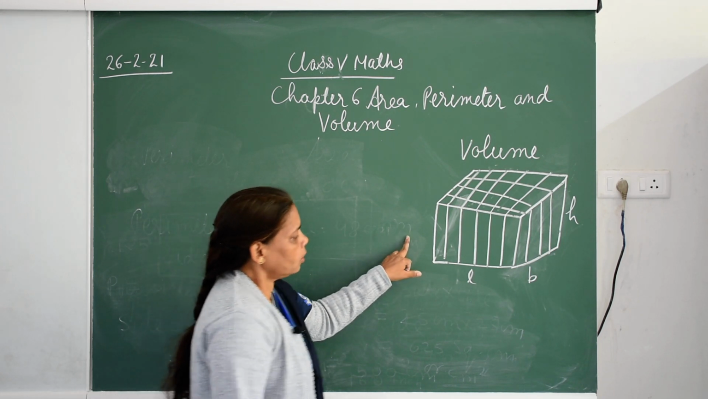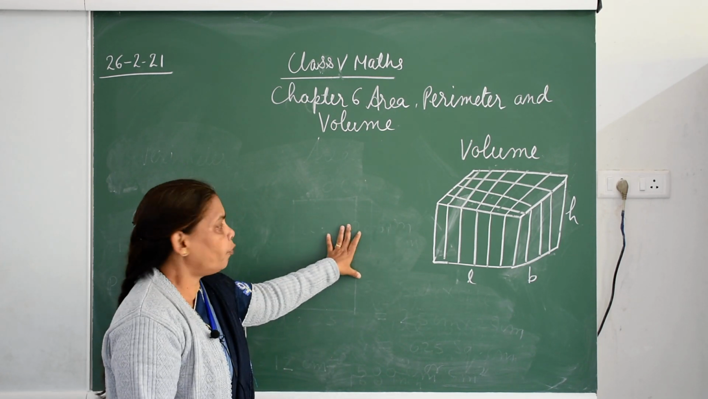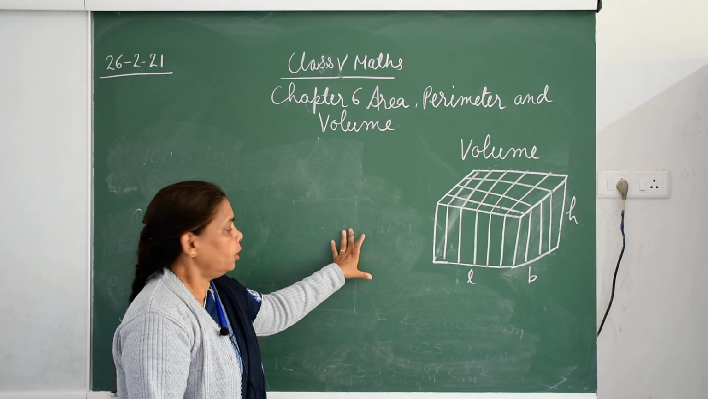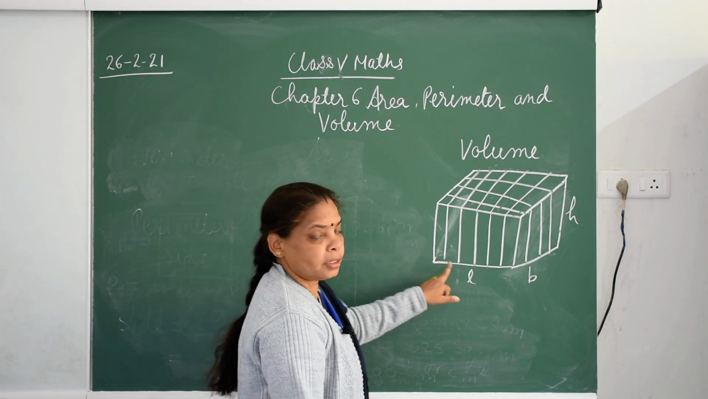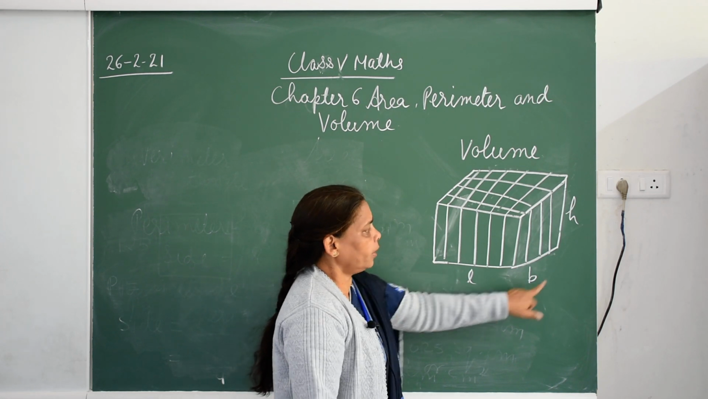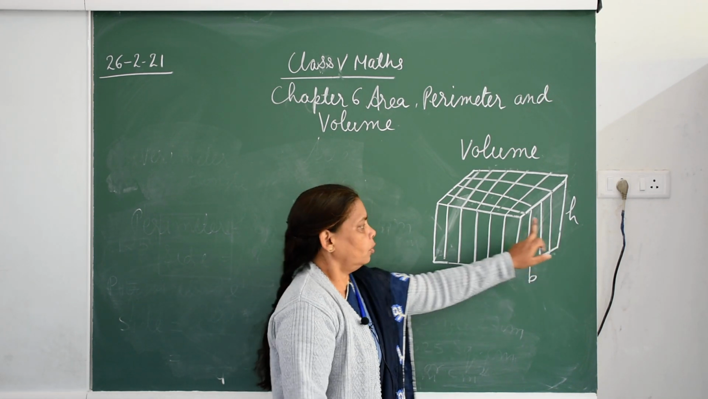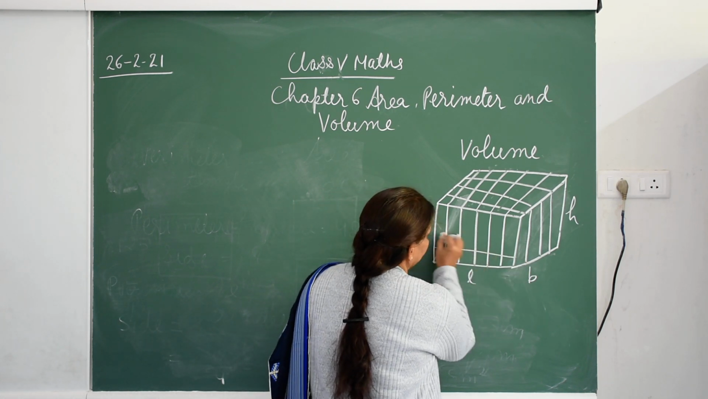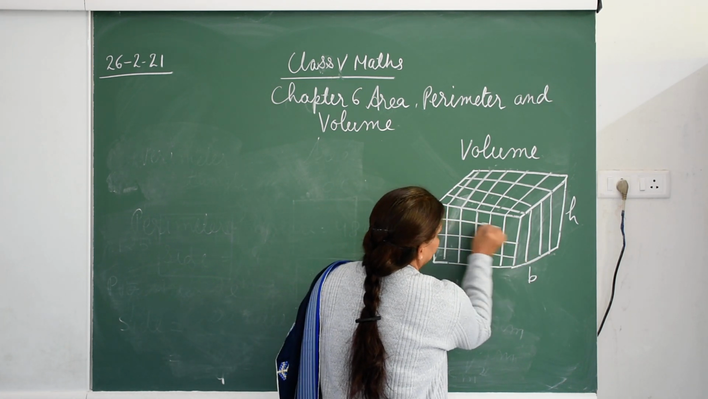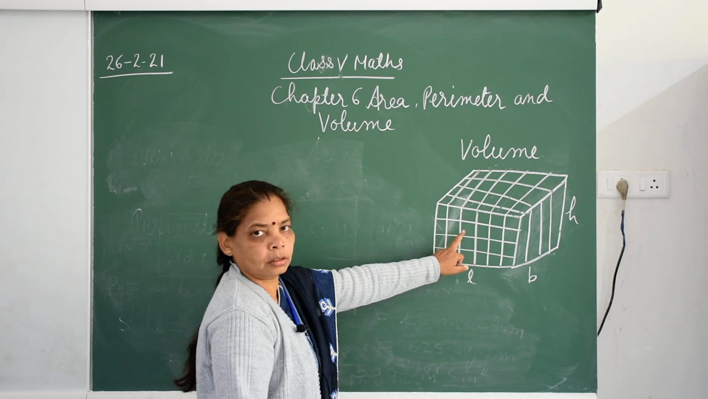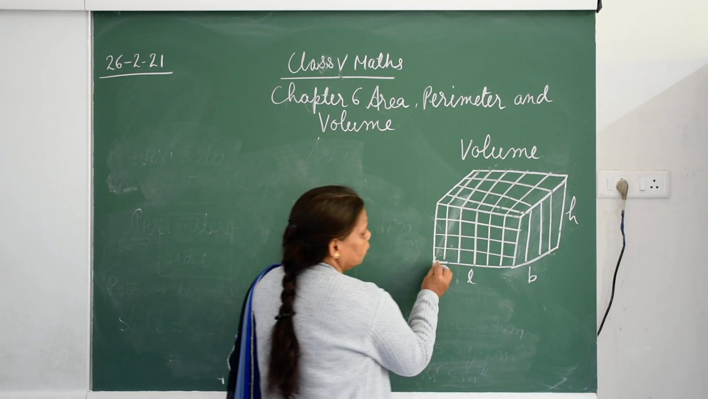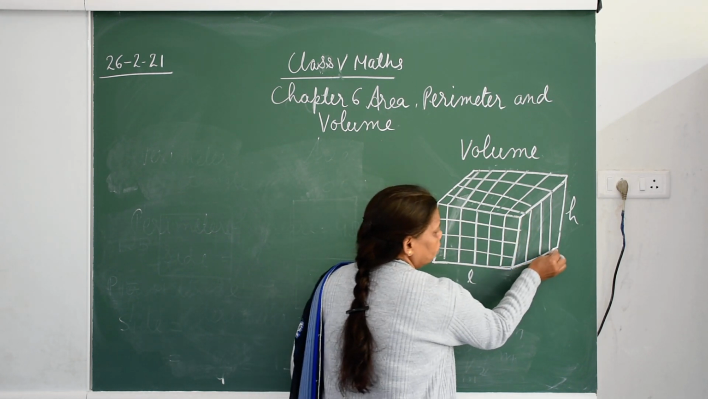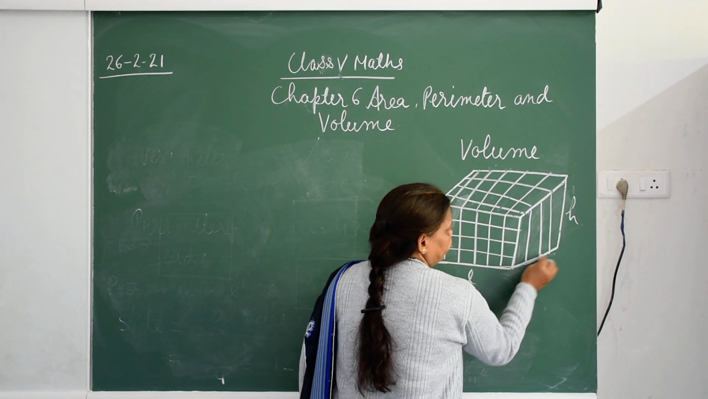The volume is different from perimeter and area. You see that in length and breadth, 2 dimensions are there, and in volume, 3 dimensions are there: length, breadth and height. Okay, so in this box, this one is the length, this one is the height and this one is the breadth.